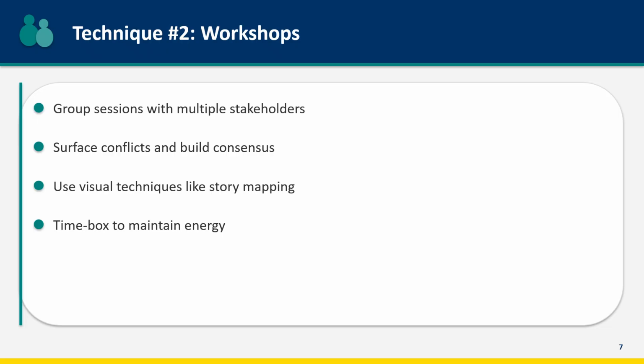Workshops bring multiple stakeholders together to define requirements as a group. The value of workshops is that they surface conflicts immediately. When the sales team and the operations team are in the same room, you quickly discover where their requirements clash. Workshops also build consensus. Decisions made together tend to stick better than decisions made in isolation. Use visual techniques like story mapping or process diagramming to keep everyone engaged, and always time box your workshops. Energy declines after about 2 hours. Better to run multiple focus sessions than one marathon meeting.